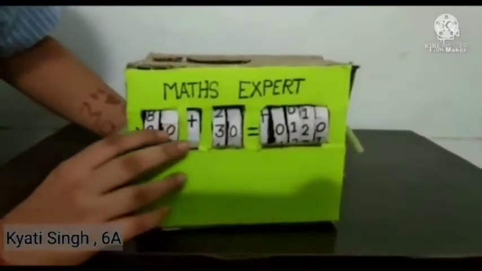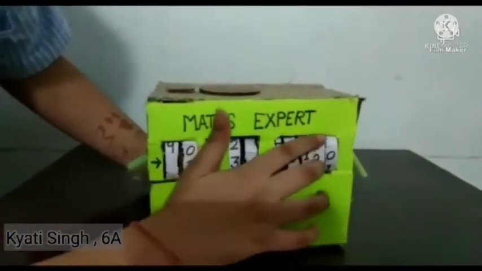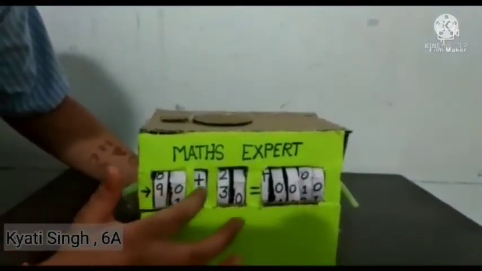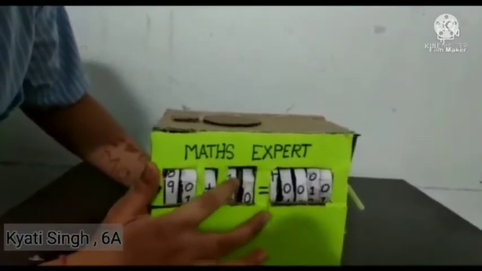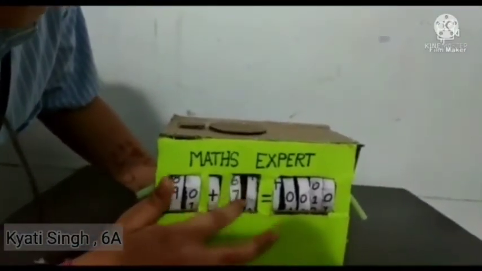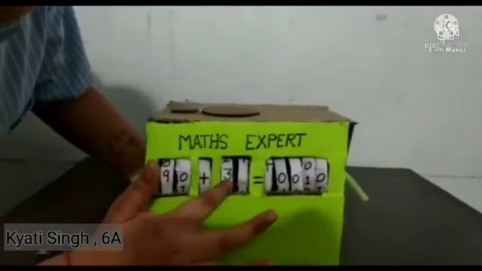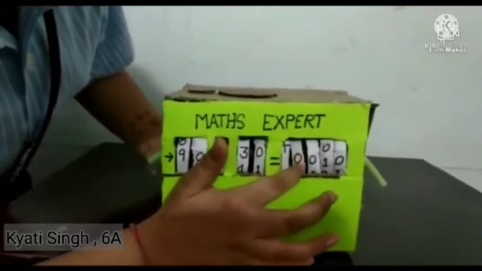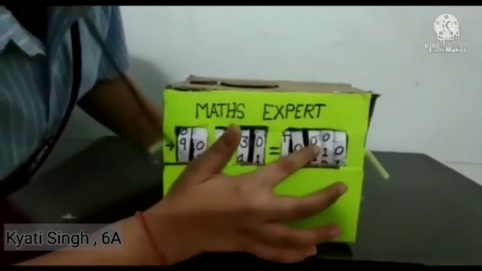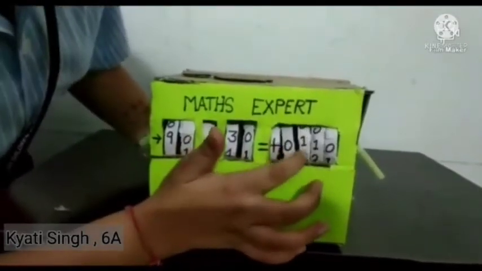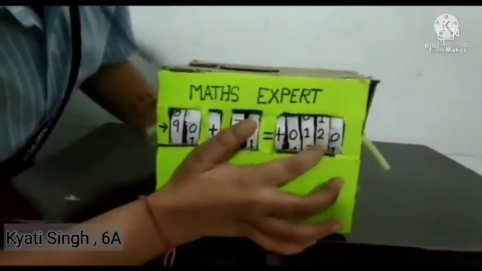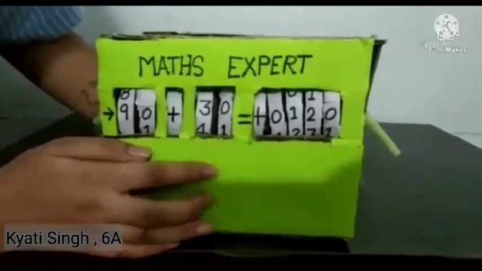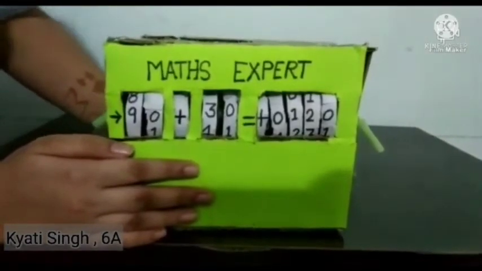We will do a sum of 90 plus 30. So we'll set 90, then plus, then 30 is equal to, it will be 0 here, it will be plus here, 1, 20. You have seen my calculation and you have also seen how my model works.